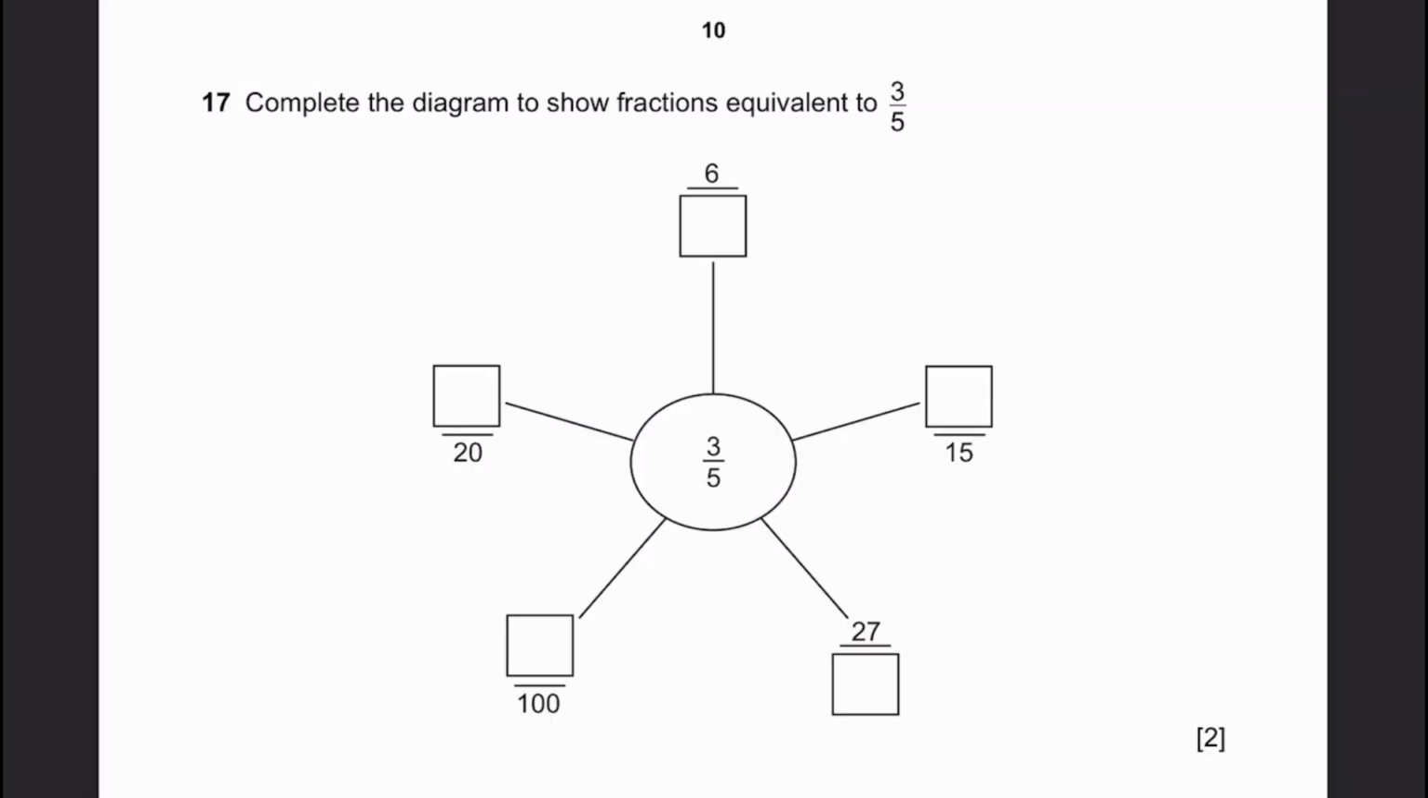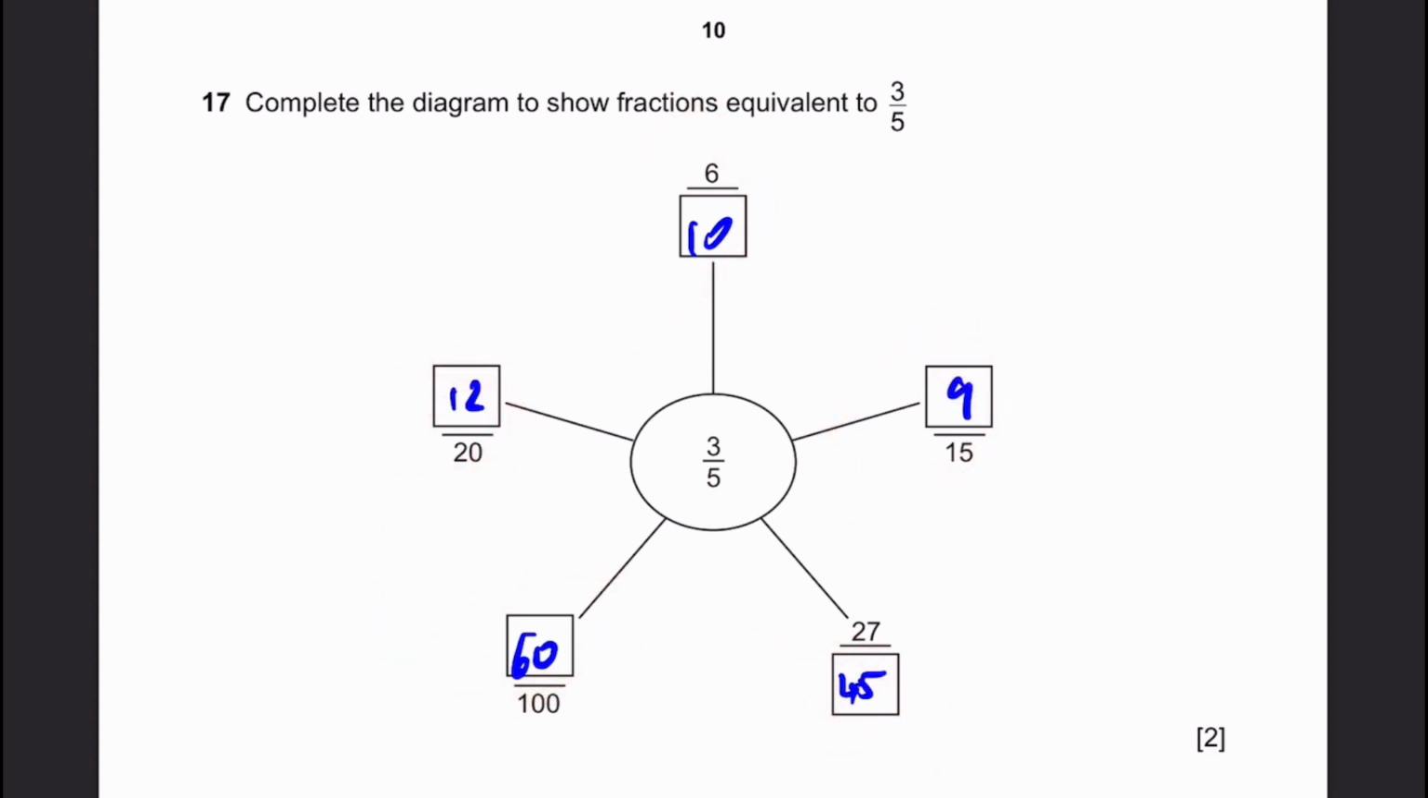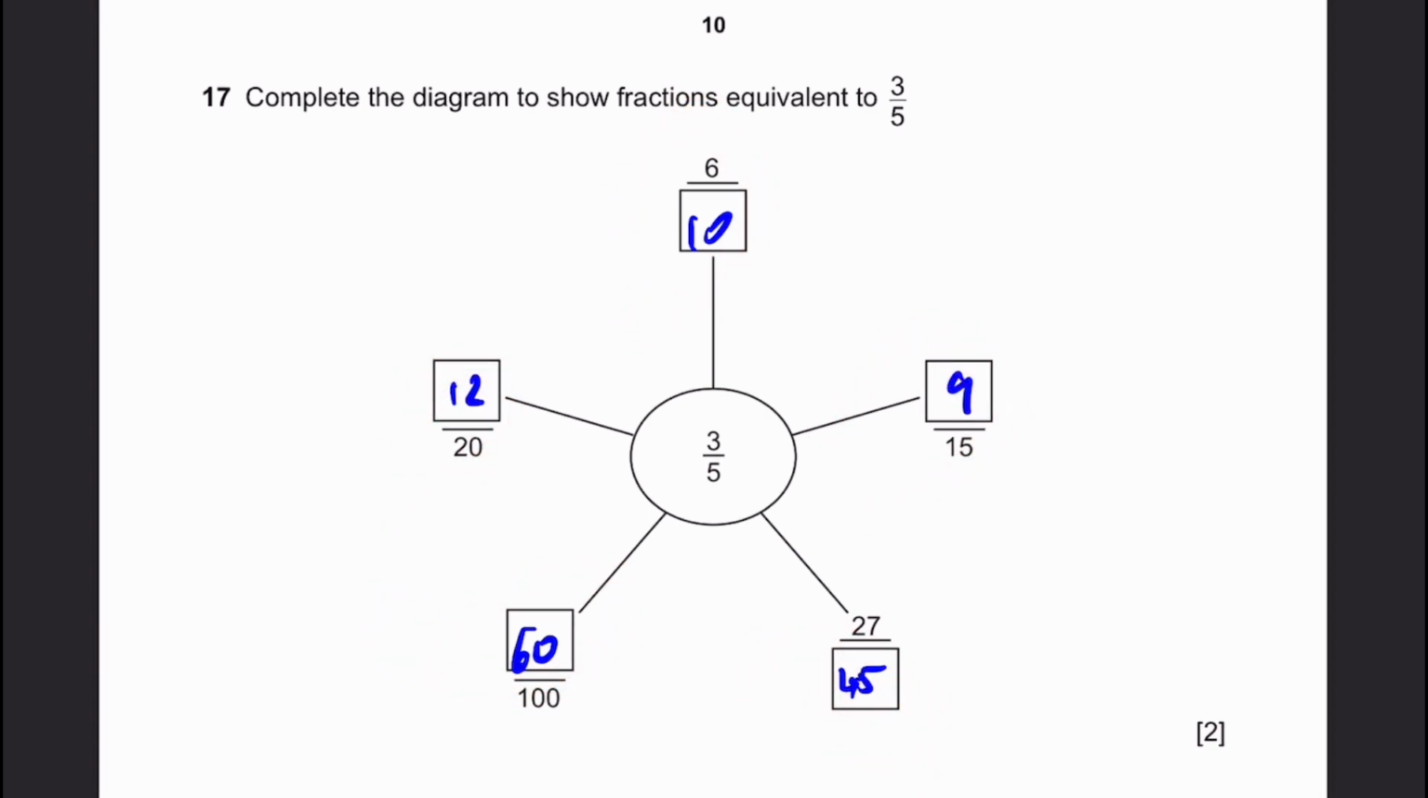Question 17. Complete a diagram to show fractions equivalent to 3 by 5. 3 by 5 can be written as 6 by 10, 12 by 20, 60 by 100, 27 by 45, and 9 by 15. If you wonder why, just simplify these fractions and they will all come down to 3 by 5. That's the answer.